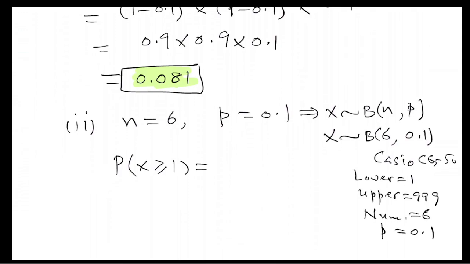So my answer is 0.468559. To three significant figures, this will be 0.469. This is the final answer. I hope you understood this part.